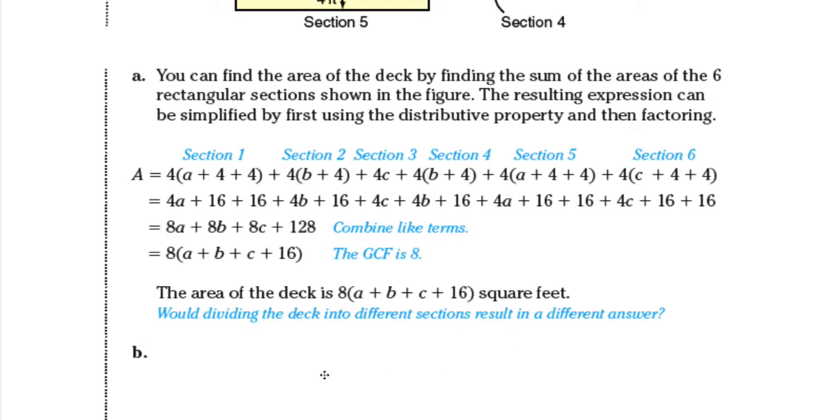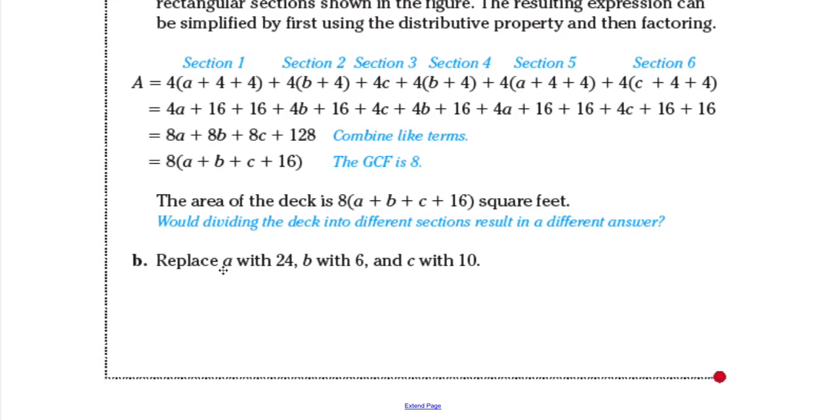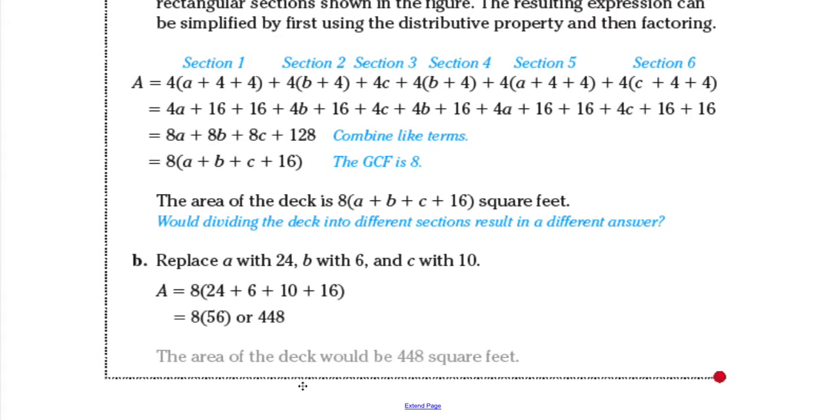So would dividing the deck into different sections result in a different answer? That's a good question to ask, and the answer, of course, would be not really. And then letter B, we simply replace A with 24, B with 6, and C is equal to 10. Using substitution, we end up with 448. So the area of the deck would be 448 square feet.